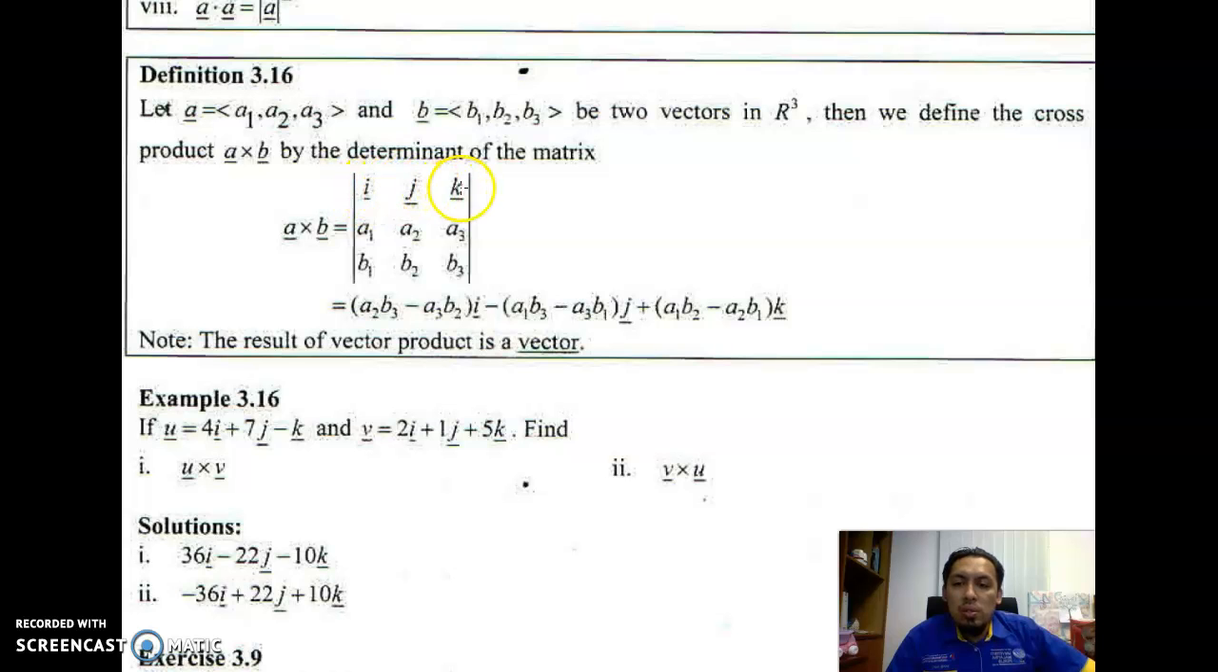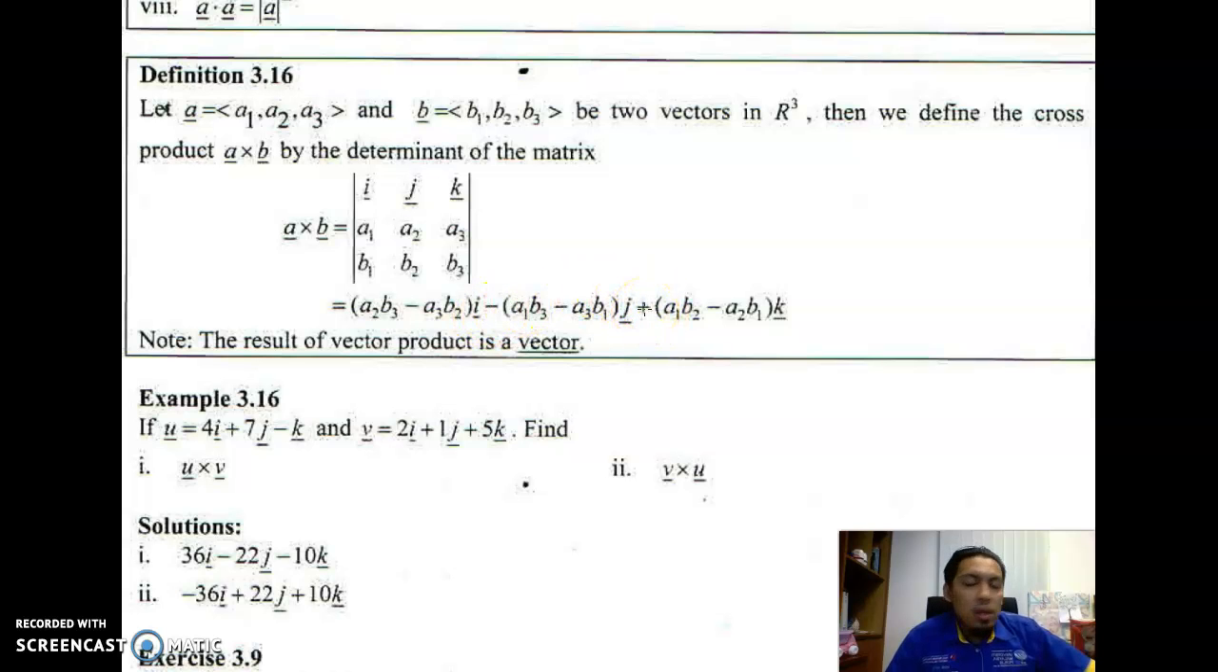As for j, we just exclude those components within the column and row of j. So we use A1 times B3 minus A3 times B1. As for k, we have A1 times B2 minus A2 times B1. Please notice the notation here: this is negative and this is positive.